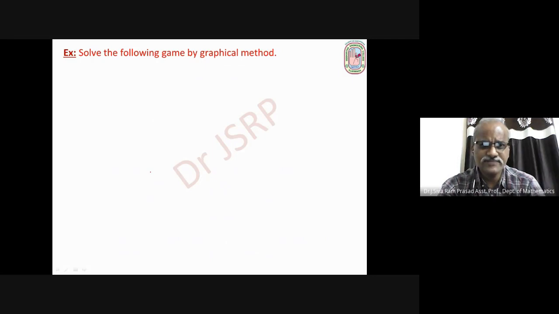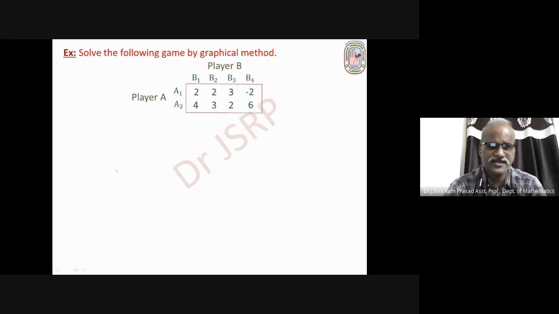Solve the following game by the graphical method. This is the payoff matrix. Player A has two strategies, A1 and A2. Player B has four strategies, B1, B2, B3, B4. These are the corresponding payoffs. Since player B has four strategies, if it is possible, we can eliminate one column. So apply the dominance principle for columns.